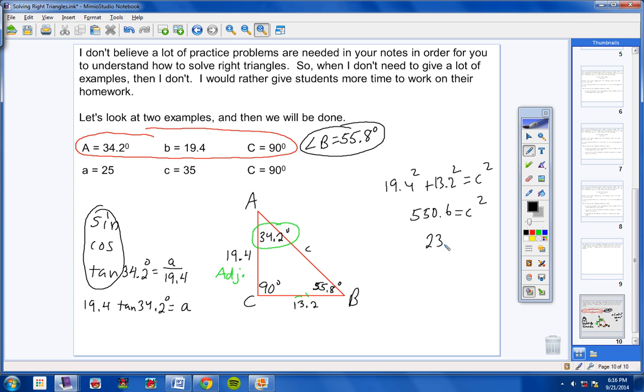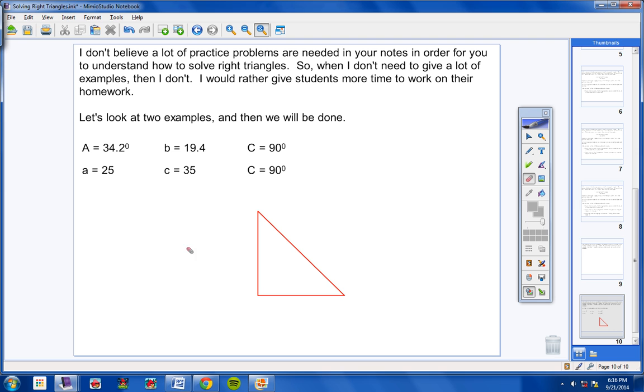So 23.5 equals C. So C is 23.5. So students, there we go. We solved the right triangle. Now in this example up here that we just did, notice we were given two angles and one side. So now in the next example, we're going to be given two sides and one angle. Okay. Let's go ahead and fill this out and see how we do.